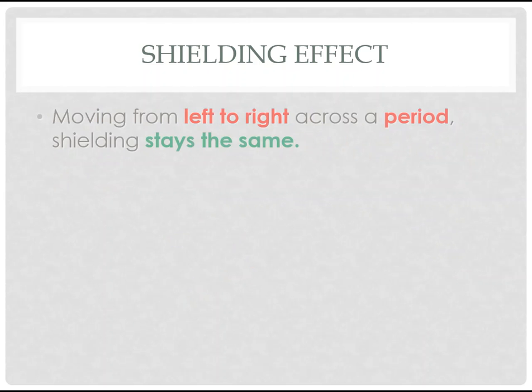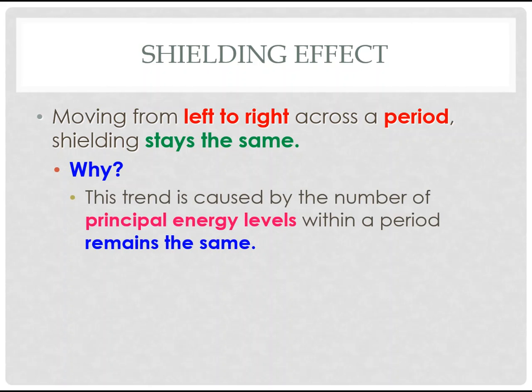Now for the trend part. When you move left to right across a period, shielding effect stays the same. It does not change. Now let's talk about why it stays the same. Because as you go across a period, the principal energy levels within the period remain the same. So if we're talking about period 2, which is what? Lithium, beryllium, and then it's boron, carbon, nitrogen, oxygen, fluorine, and neon over here. This would be n equals 2, period 2. Well, all of them have 2 energy levels, so they all only have 1 core energy level, which would be energy level 1, that would do the shielding or repelling. So anything in the same period, they might be slightly different, but for the most part, remains the same.